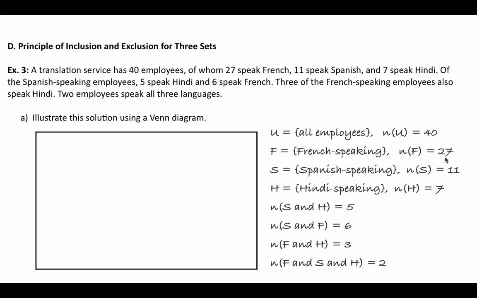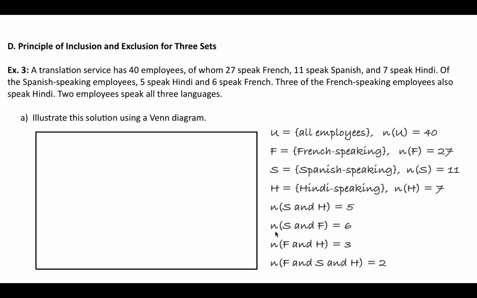Then we come to Spanish-speaking employees. There are 11 of them, and so we define this set as S. We define the set of Hindi-speaking employees as H, and we note that there are 7 of them. Once we've established this, now we can look at the intersection of these 2 sets. The problem tells us that of the Spanish-speaking employees, 5 speak Hindi. So that means that there are 5 individuals who speak Spanish and Hindi.